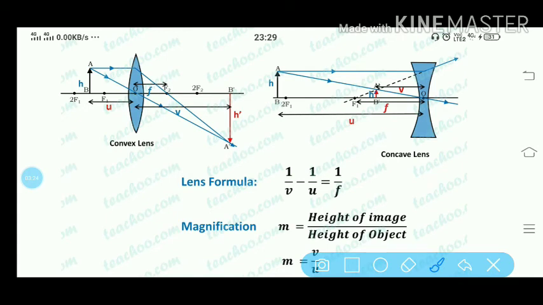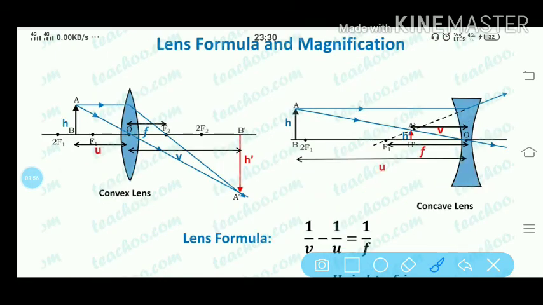The lens formula says that 1/v minus 1/u is equal to 1/f. This is our formula for the lens. It is also called the lens maker formula. First we will become familiar with these terms. Here we have v, u and f. Now, v is our image distance, u is our object distance and f is the focal length.